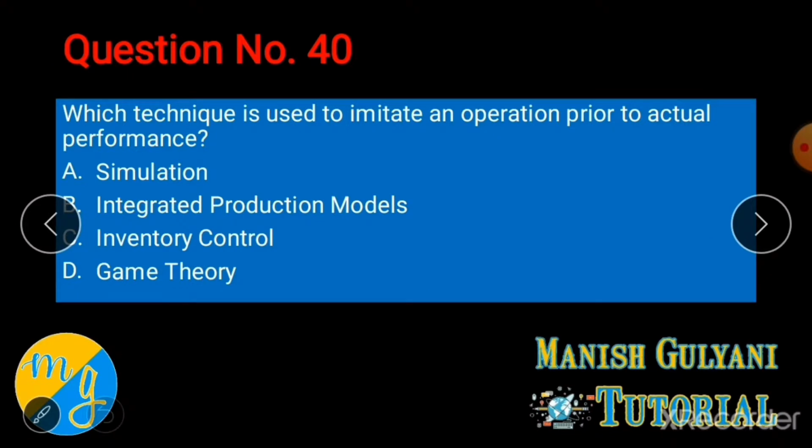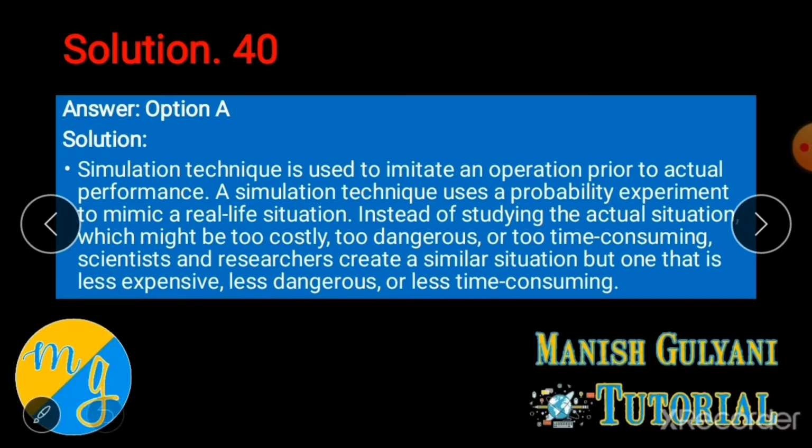Which technique is used to imitate an operation prior to actual performance? Simulation, integrated production model, inventory control, or game theory. The correct answer is simulation. Under the simulation technique, first of all any problem is converted into a mathematical model, then optimal solutions are derived. So the answer is simulation.